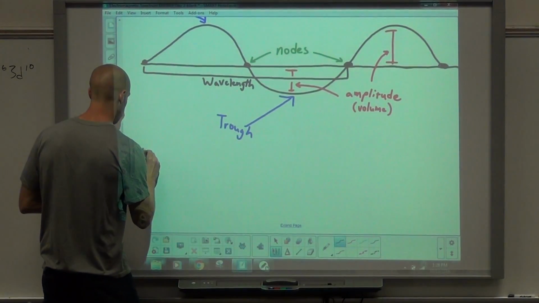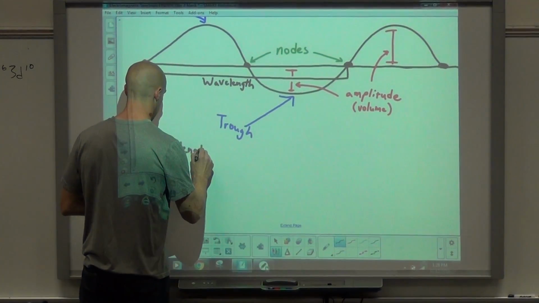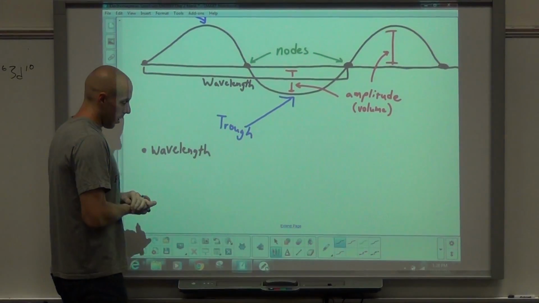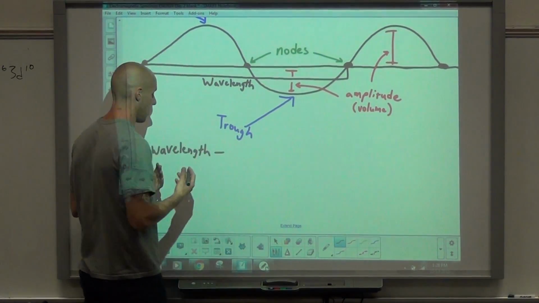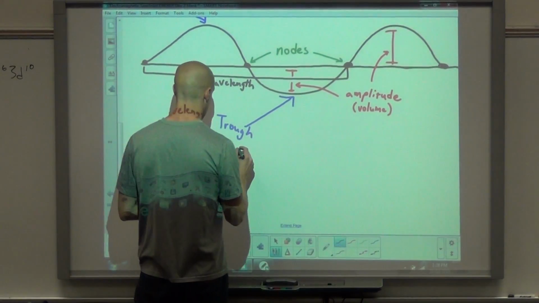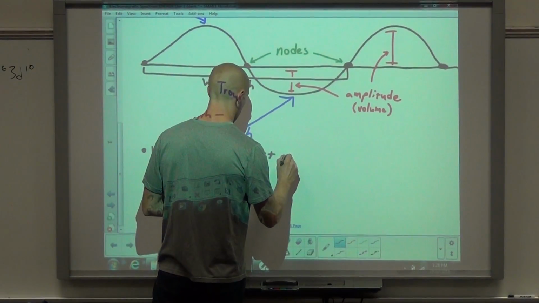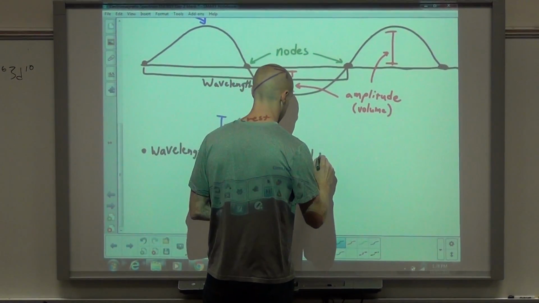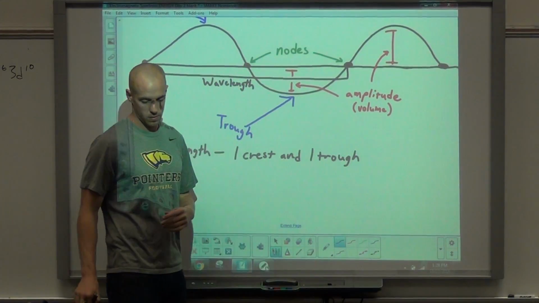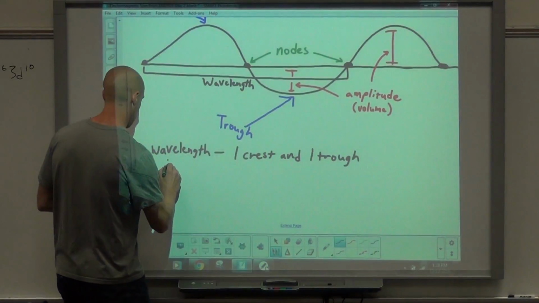So somewhere down here, please write wavelength. Underneath your drawing, you're going to write wavelength. And wavelength is exactly what it sounds like. It's the length of one wave, but we just define it as one crest and one trough. Okay, we measure wavelength in meters.